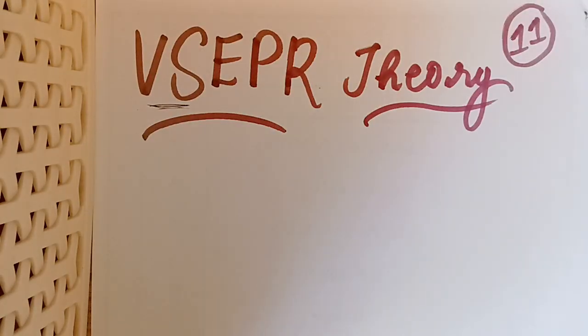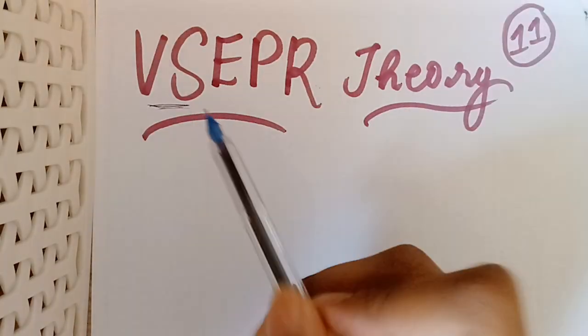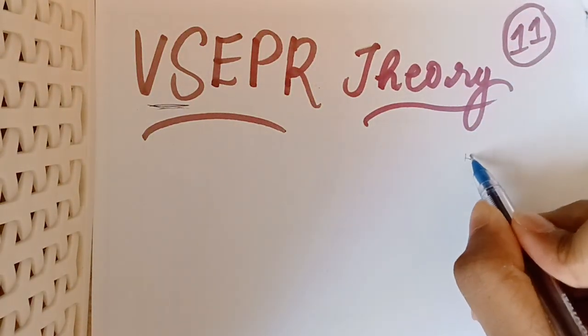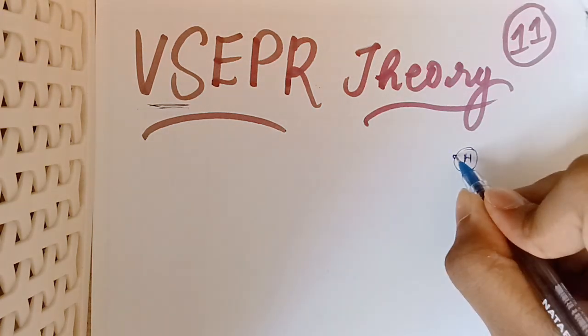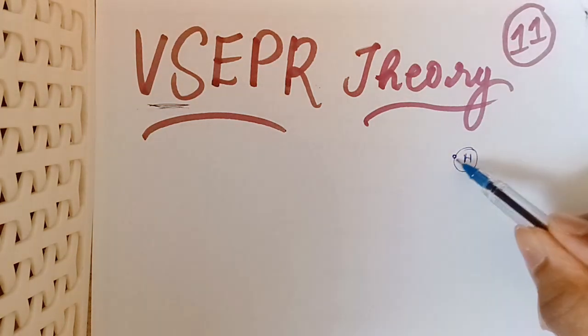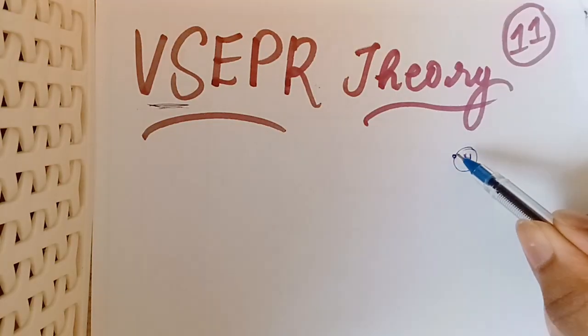Now let's look at what it means. Valence shell means the outermost shell of an atom. Suppose we take hydrogen. In the structure of hydrogen, there is just one valence electron. So this electron in the outermost shell of the atom is what we call the valence shell.